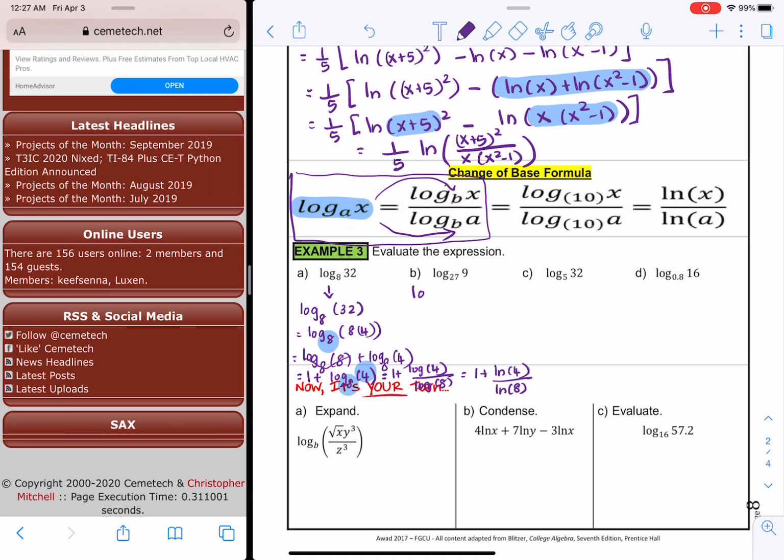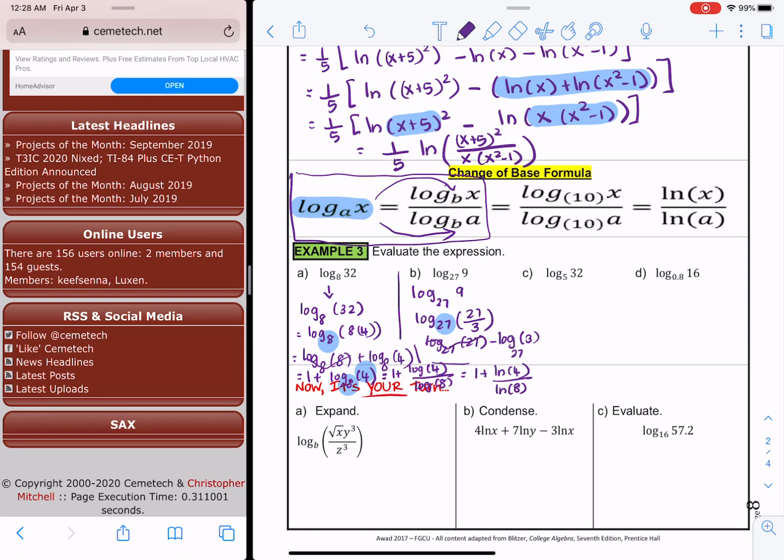So here we have log base 27 of 9. I could write 9 as 27 divided by 3. Again, why should I do it in terms of 27? I'm doing it so that I can simplify because of the fact the base is 27. So that would equal log base 27 of 27 minus log base 27 of 3. So those two would simply go away and result in 1.